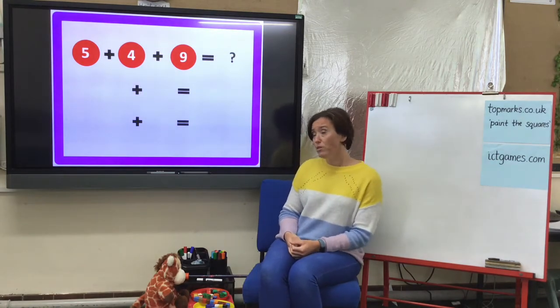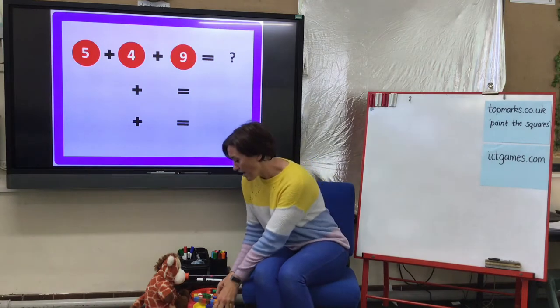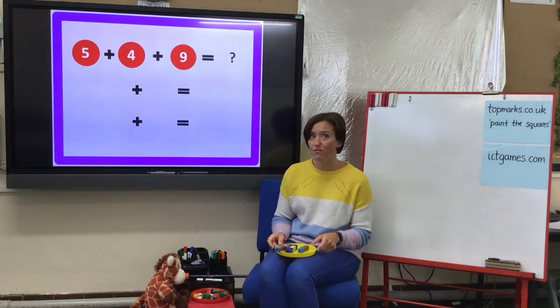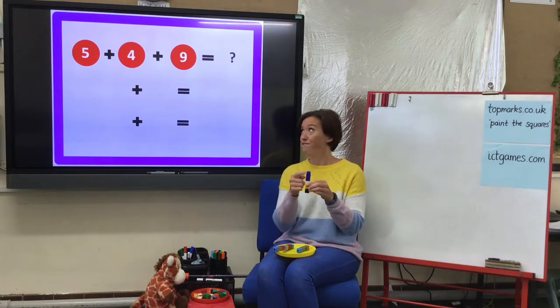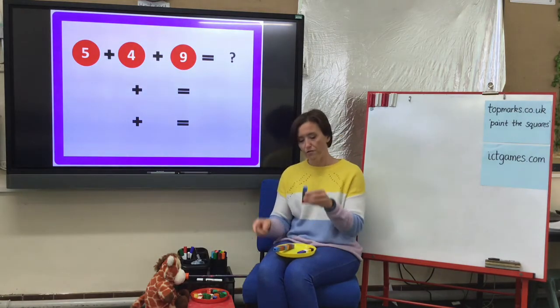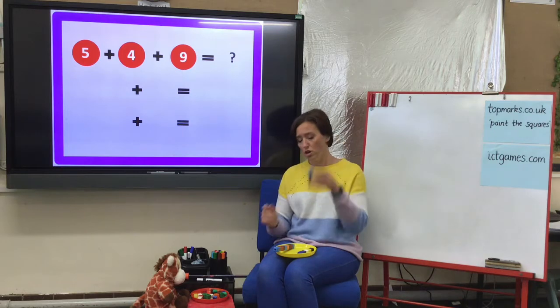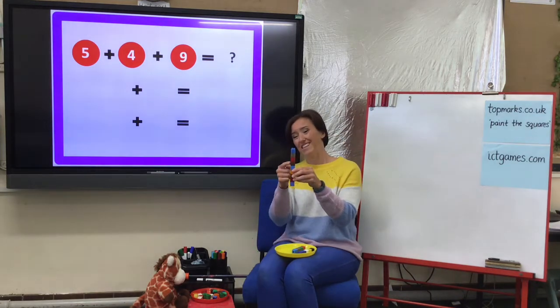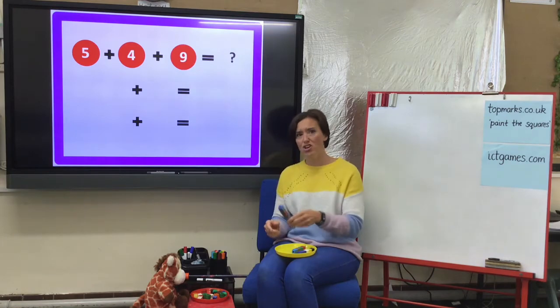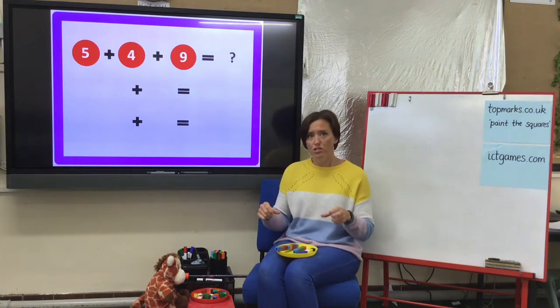So to do that with the cubes, what I've done is I have made each of those numbers from the cubes. So I have got 1, 2, 3, 4, 5 cubes. I've got 1, 2, 3, 4 cubes, and I've got 1, 2, 3, 4, 5, 6, 7, 8, 9 cubes. Okay, so I've built those to begin with.